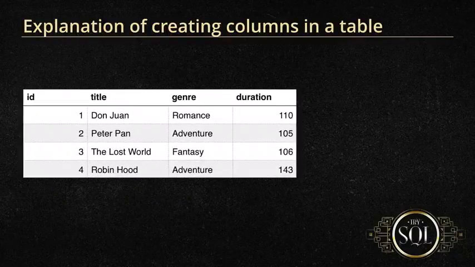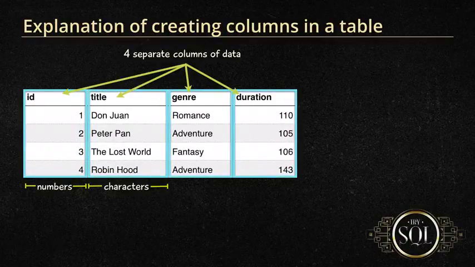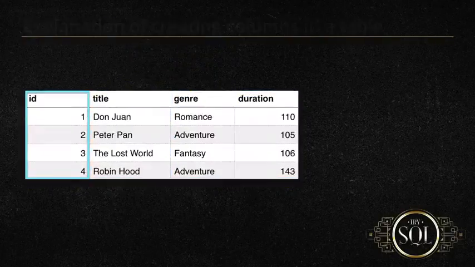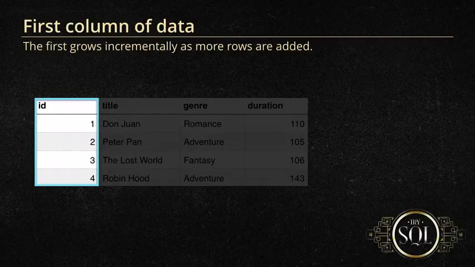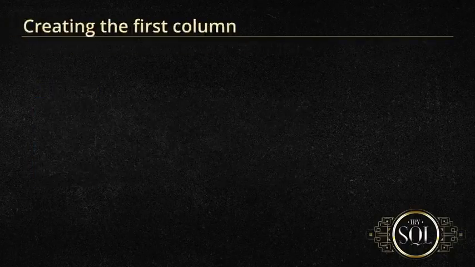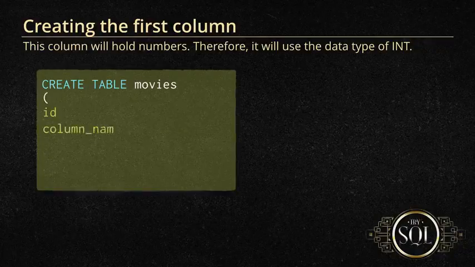From the spreadsheet, we see that we have 4 columns of data. Each one of these columns has a different kind of value, which will help us determine how we will create new columns in the table. Over here, the first column has the title of ID. It appears to be made up of only numbers which continuously grow incrementally. So, when we look at the new movies table, we will name the first column ID.